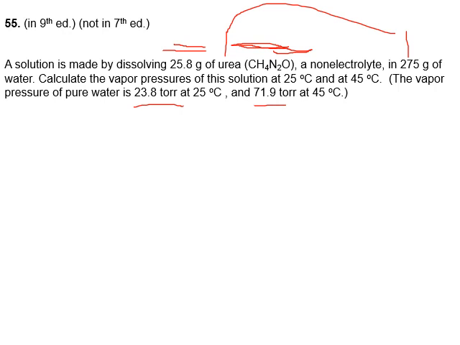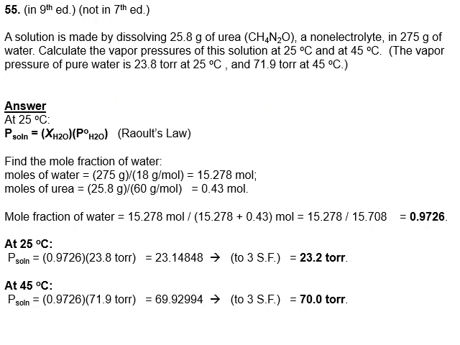Once we have that, we'll have chi for the water, and then for part A, we'll multiply that by 23.8 torr, and that will give us the pressure of the solution in torr, and for part B, we'll multiply by 71.9. Next slide.